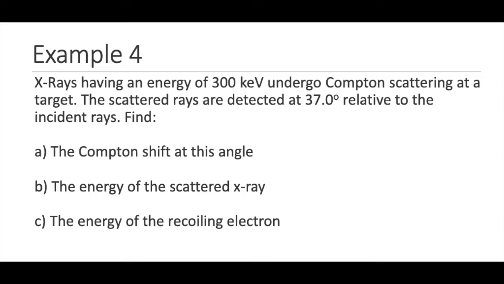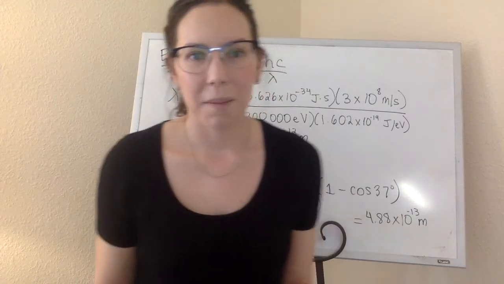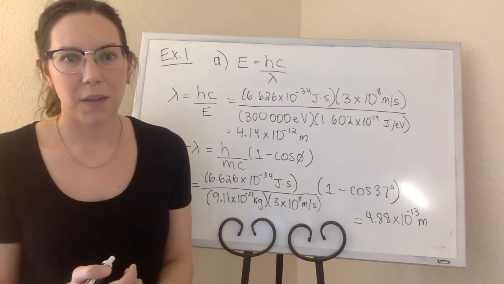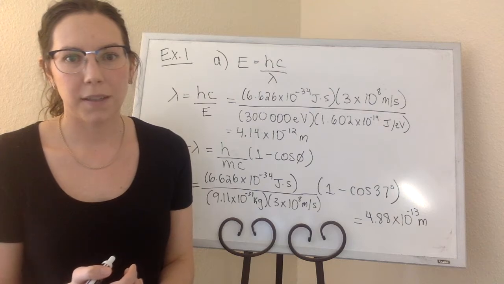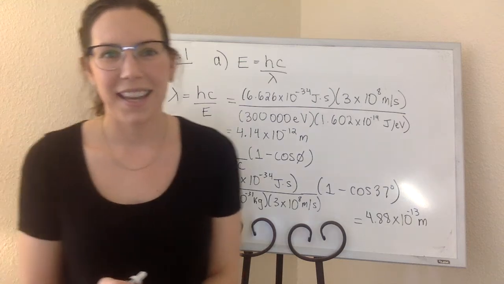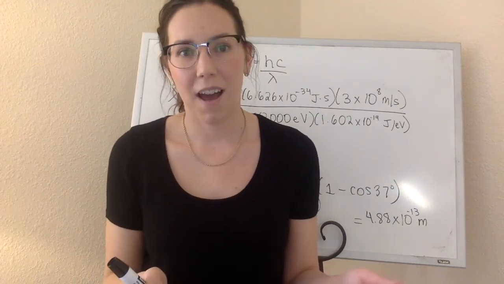X-rays with an energy of 300 keV undergo Compton scattering at a target. The scattered X-rays were detected at 37 degrees relative to the incident rays. Find A, the Compton shift at this angle, B, the energy of the scattered X-ray, C, the energy of the recoiling electron. Okay, so let's have a look at part A. We want to be able to find the Compton shift. So in order to do that, we are going to eventually need the wavelength of the incident photon. So let's find that now.